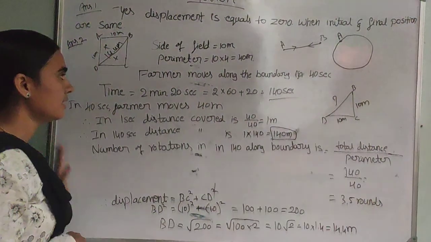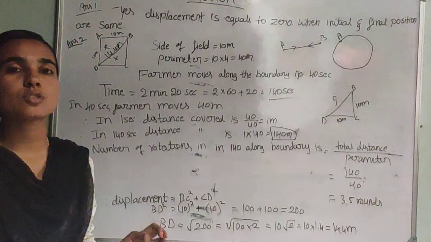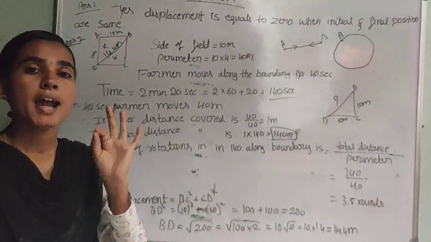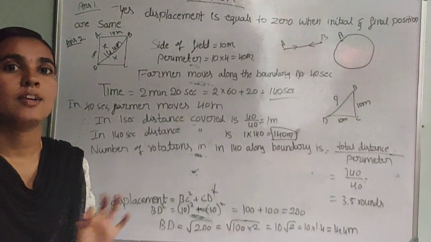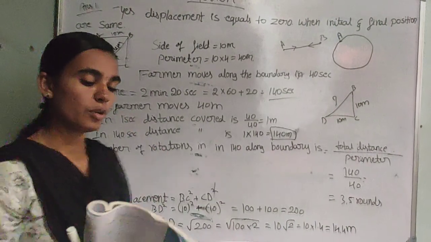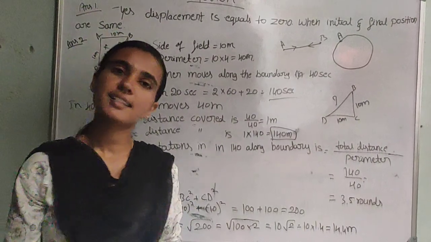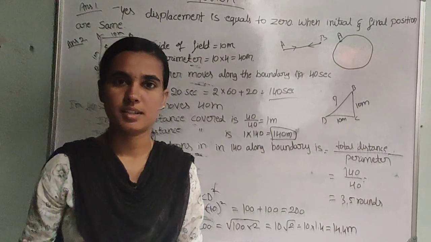Okay, this is about the in-text questions which are given in your textbook at page number 100. The three in-text questions given there. So in the next class we have to discuss the remaining question answers. Thank you.